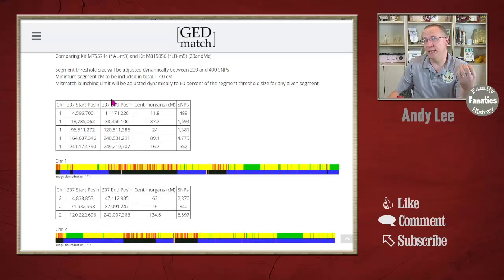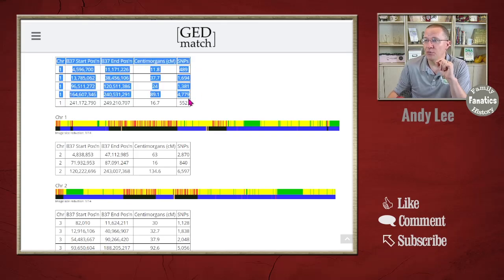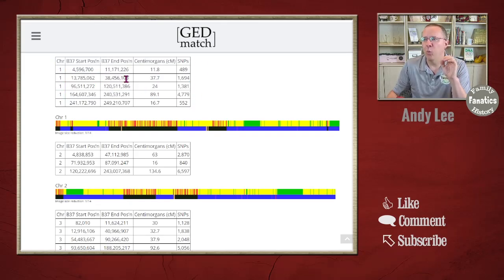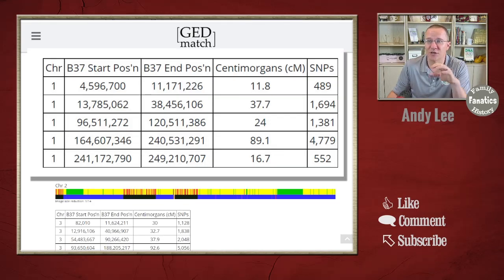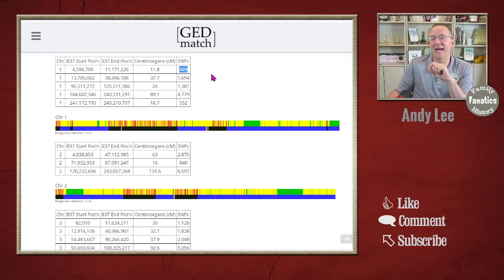Now we get into each one of the chromosomes. In this case, there's a table and then there is a graphic. The table here is showing you numerically where each one of these segments are. So I can see in this first part, there's a segment that starts at about 4.5 million as far as the megabase position, and it ends at about 11.1 million. It's about 11.8, so almost 12 centimorgans long, and there were 489 SNPs found in this.